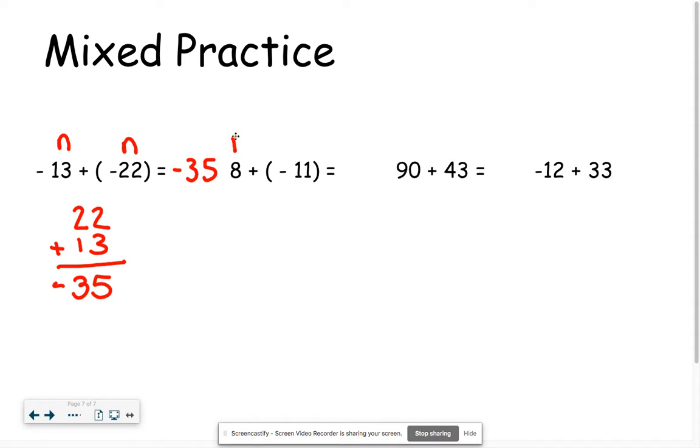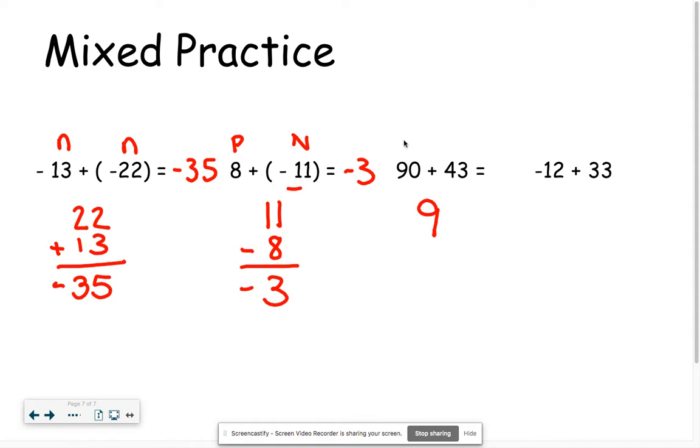Now we have a positive and a negative. So we are finding the difference between them. And the 11, our bigger number, was negative, so our answer needs to be negative.